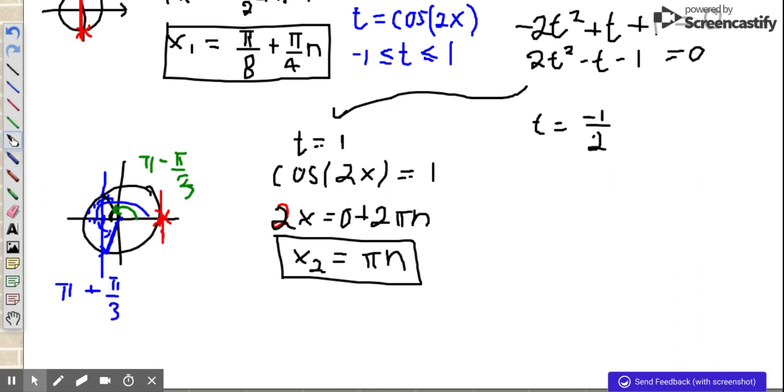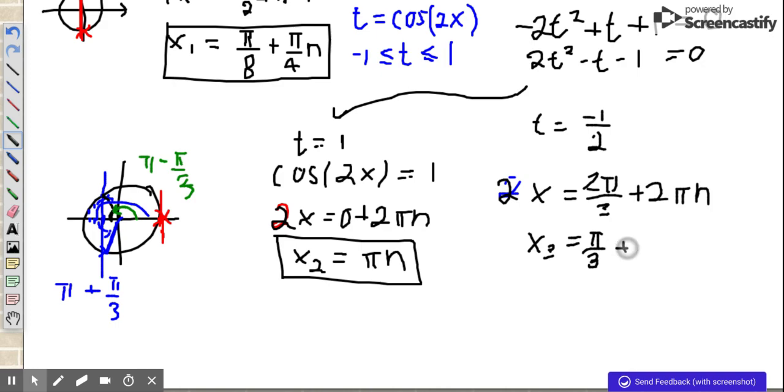So the two possible answers will be here, 2x. I really want black for this. Please just do what I want. Okay. So we're going to have 2x is equal to 2 pi over 3 for the first one, plus 2 pi n. And then dividing by 2 on each side, we get x3 is equal to pi over 3 plus pi n.